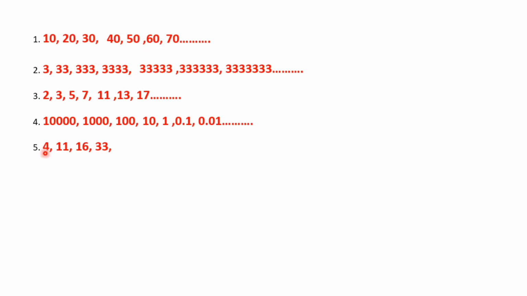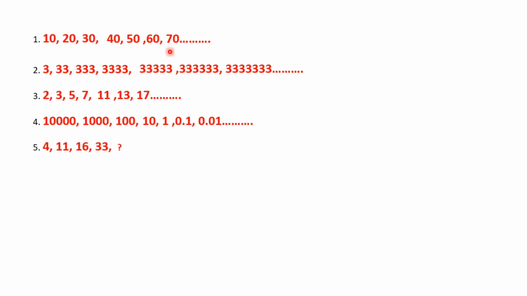Then what about here, 4, 11, 16, 33. When you observe, visibly there is no rule available for us to find out the next term. So it is a question mark. What is the next term? Because no rule is available to find out the next term. Simply 4 numbers are kept. Here, the first 4 sets, when we consider, each set has a specific rule to find out the next term.